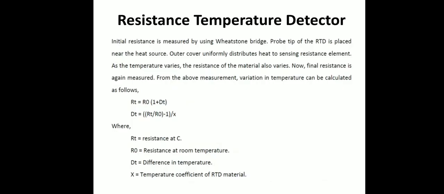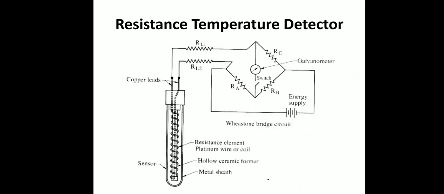And the following equation is used for measuring temperature using a RTD, that is RT equals R naught into 1 plus X dt, where dt is the temperature difference, RT is the resistance at temperature t, R naught is the resistance at room temperature, and X is the temperature coefficient of material. These are the basic terms used in temperature resistance.